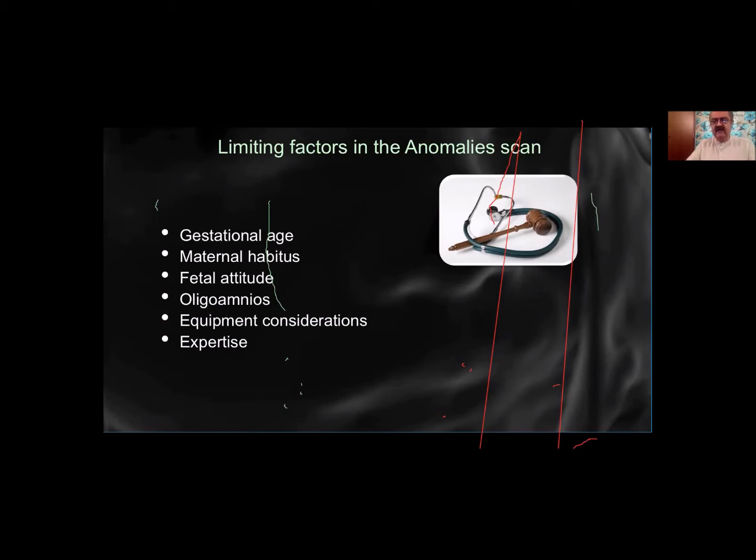In ours, anybody who has a postgraduate degree in radiology or a postgraduate degree in obstetrics and gynecology, or an MBBS with a 6-month special course approved by the government, can do an anomaly scan.